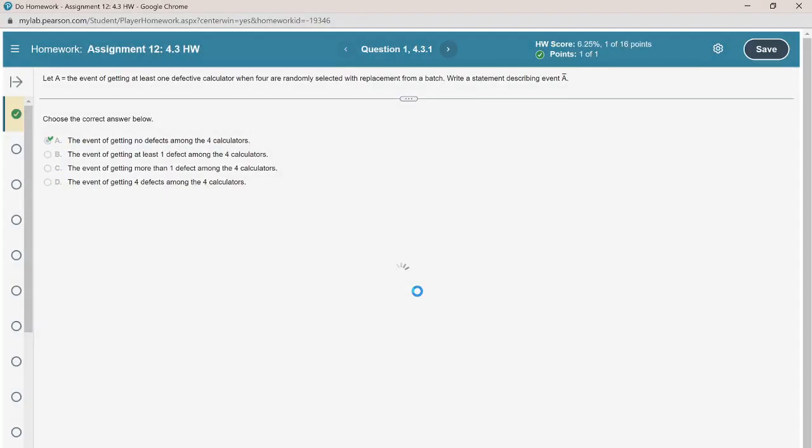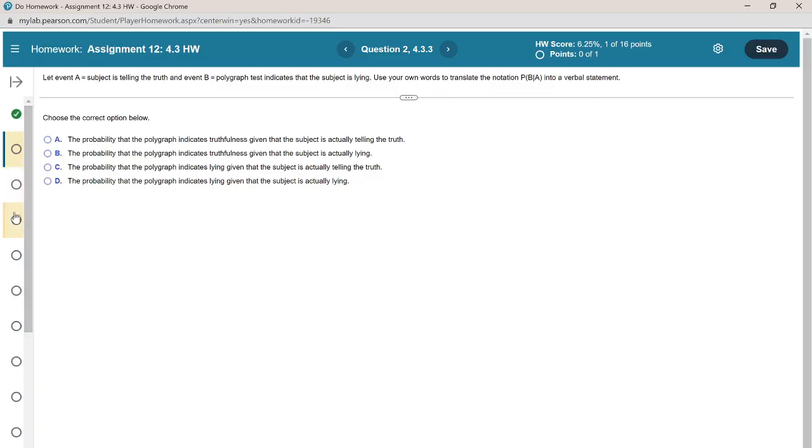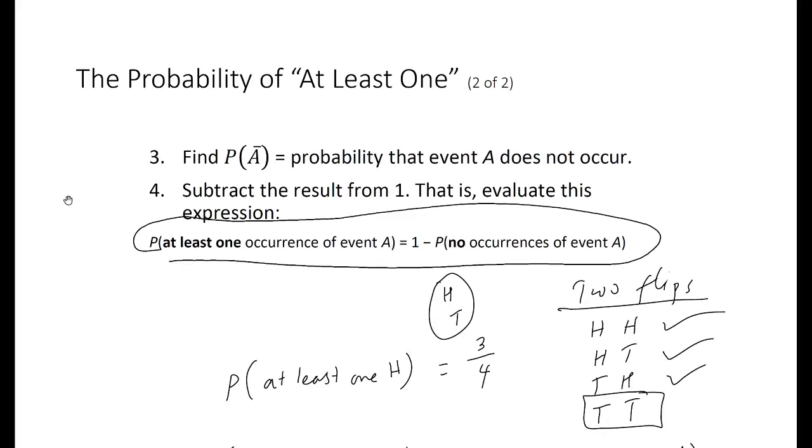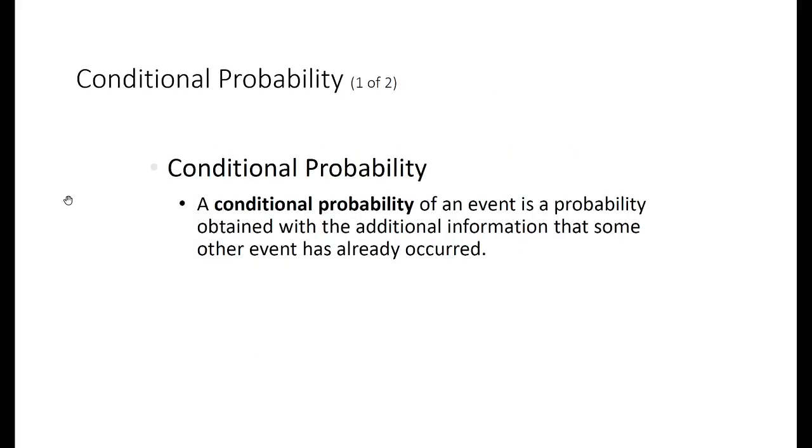Okay, so let's go to another problem. To understand this, we have to talk about conditional probability first. The next topic is conditional probability. Conditional probability of an event is a probability obtained with the additional information that some other event has already occurred.